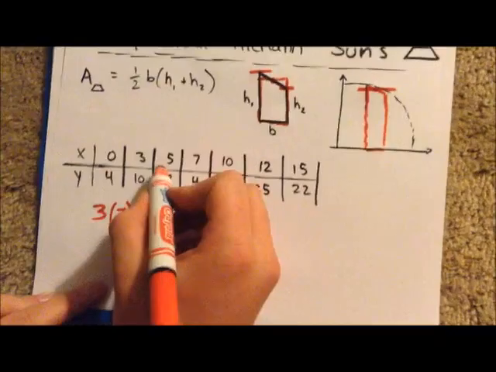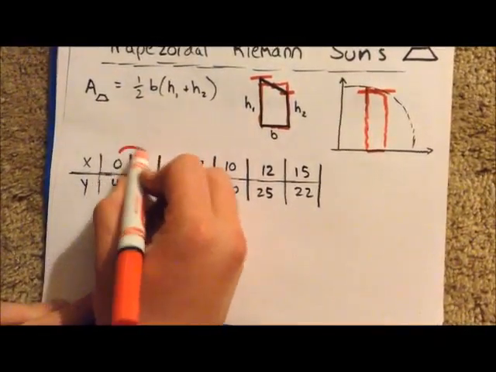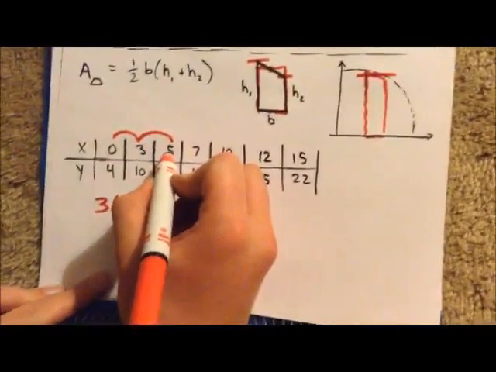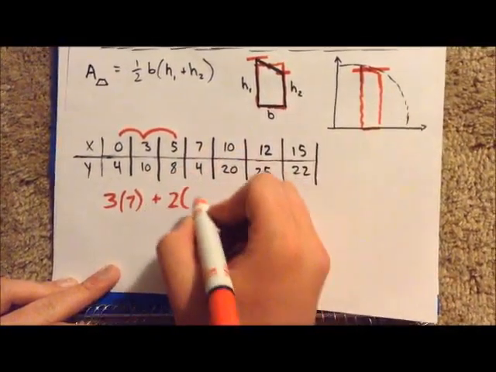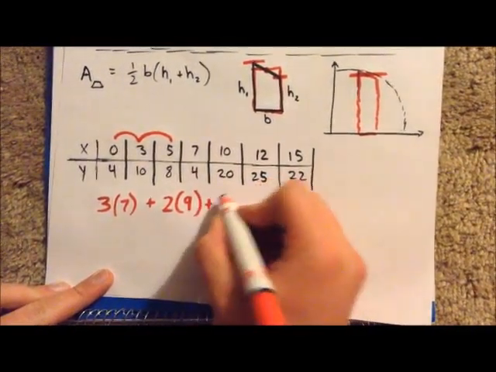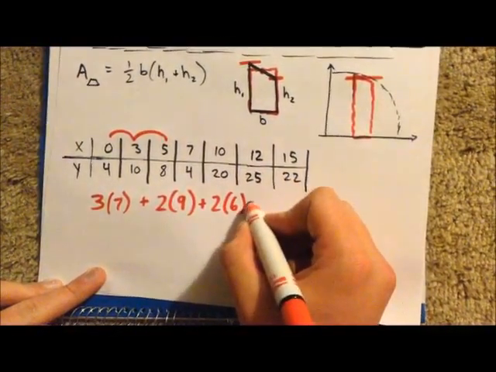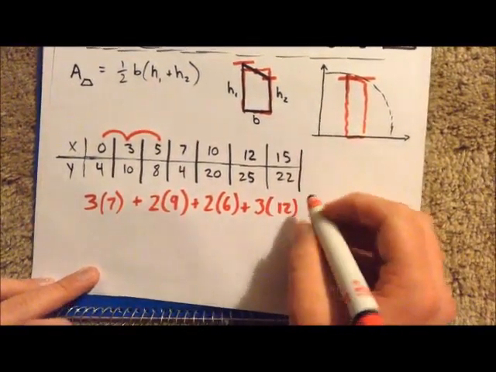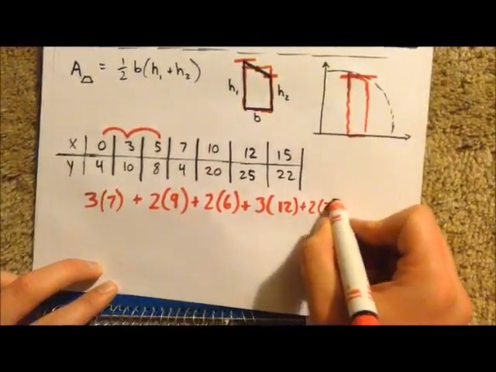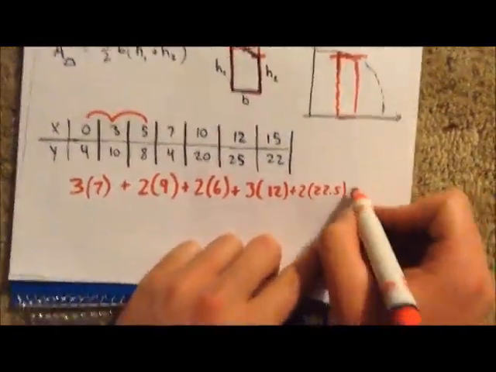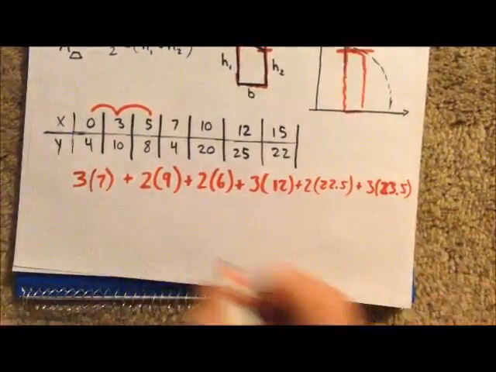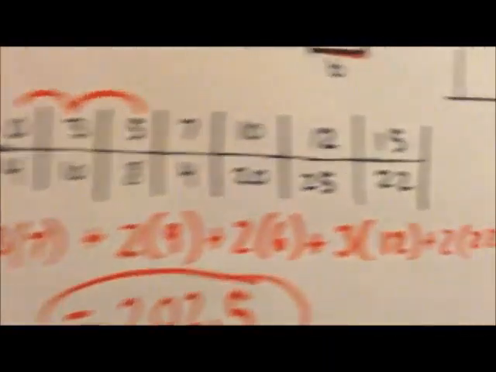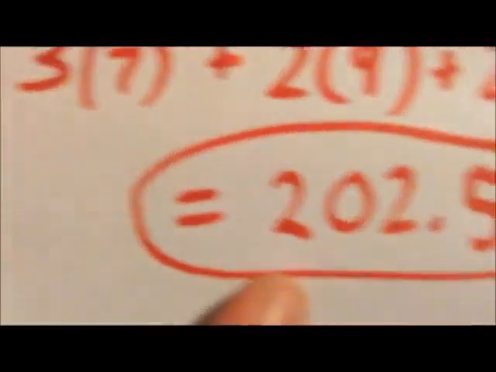And then you're going to do the same thing, and it overlaps. So we went from here to here, and then we're going to go from right there from there. Therefore, it's going to be 5 minus 3, which is 2, times the average of 18, which is 9. And then if you just continue this process, 2 times 6 plus 3 times 12 plus 2 times 22.5 plus 3 times 23.5. You plug this fine-looking equation into your trusty graphing calculator, your answer becomes 202.5.